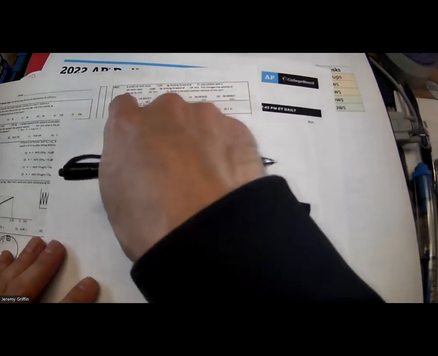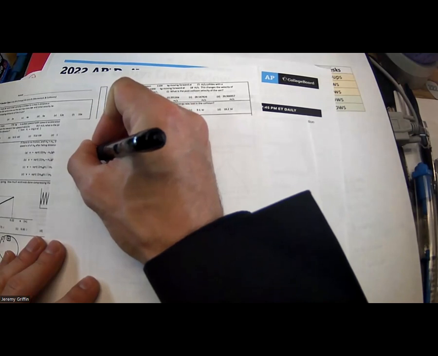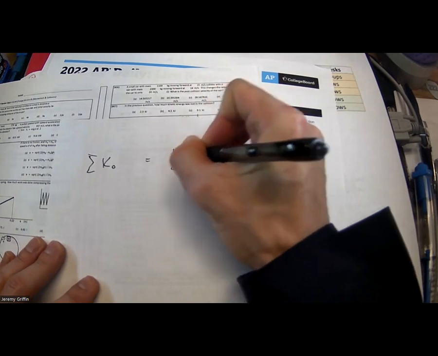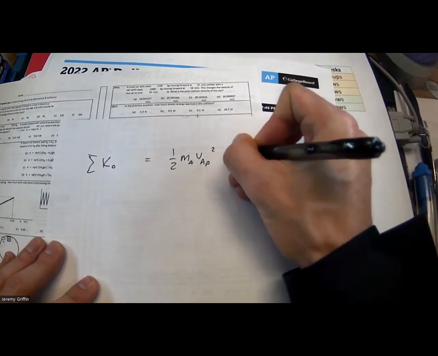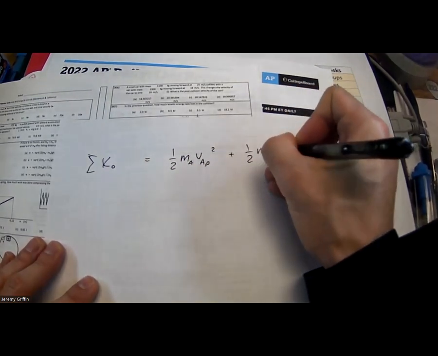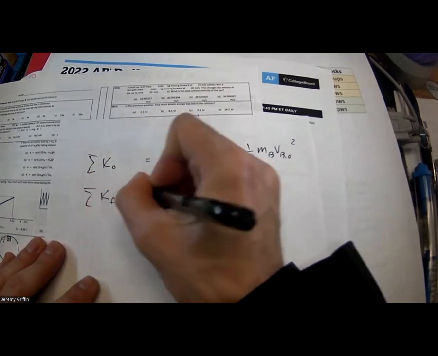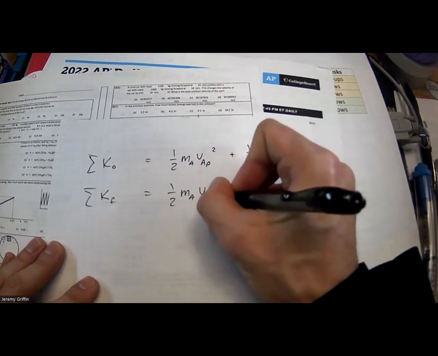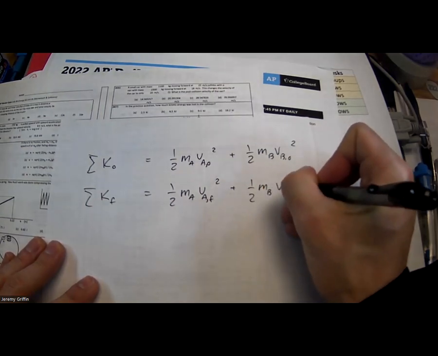Okay, so we've got to write this up. I do have a couple of late entries, but it doesn't matter anyway because I'm omitting number 7. So here's how you would solve this. You do the sum of kinetic initial, which would be 1/2 mass of the first car, initial velocity of the first car squared, plus 1/2 m_B v_B initial squared. Then you do the sum of kinetic energy final: 1/2 mass of the first car, velocity of the first car after collision squared, plus 1/2 m_B v_B final squared.